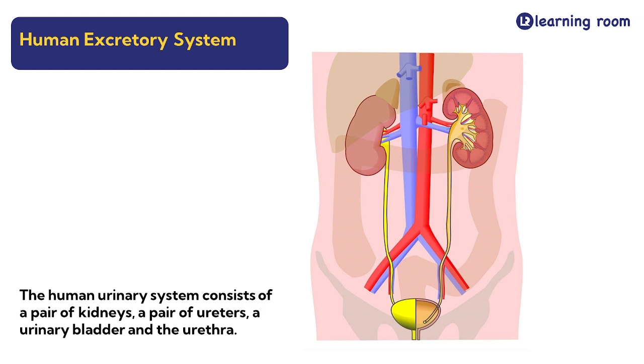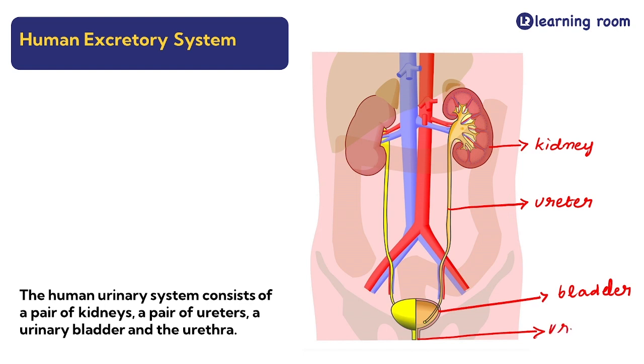Now let us move on to study the human excretory system. The human excretory system or the urinary system consists of a pair of kidneys, a pair of ureters, a urinary bladder, and the urethra.